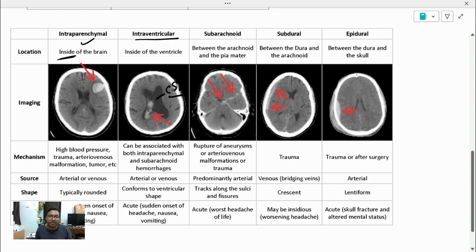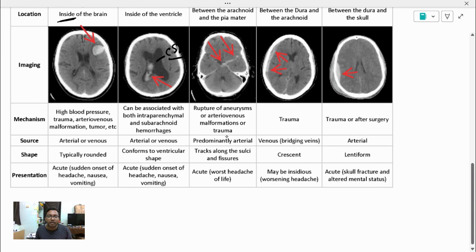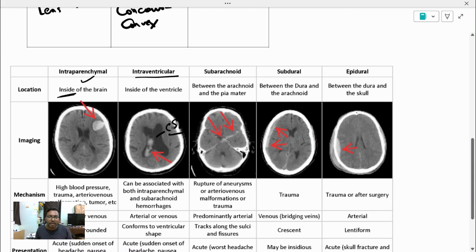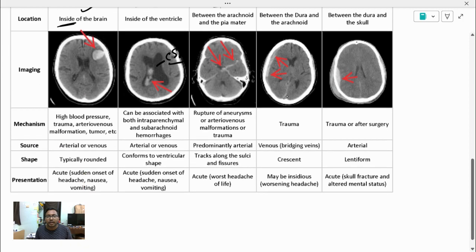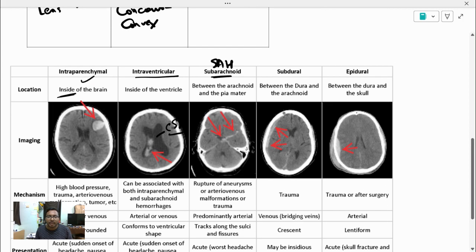So as you can see, this is not taking the shape of the entire circle of Willis. Only when there is cisterns filling, then it can take a shape similar to this. So this is your subarachnoid hemorrhage. This is your subarachnoid hemorrhage. Okay. Then this we have seen already.